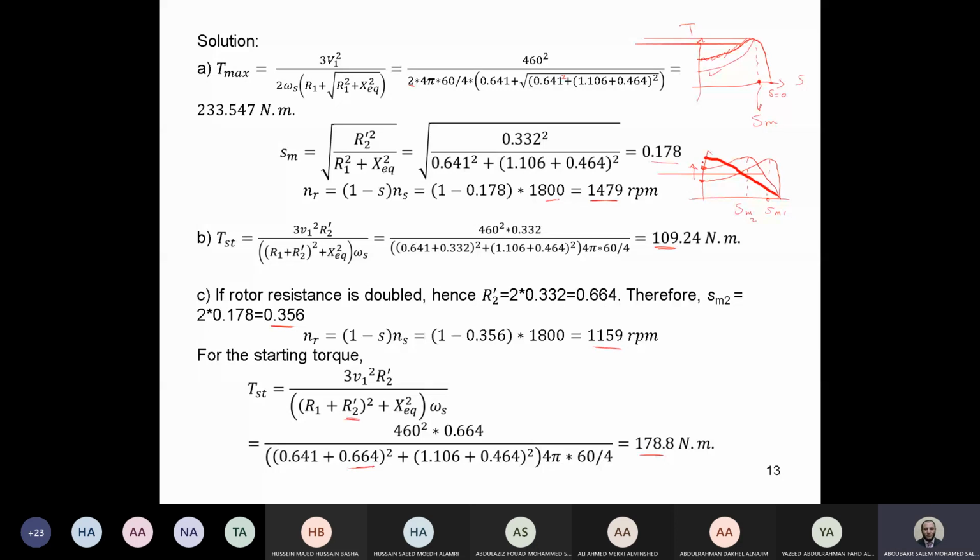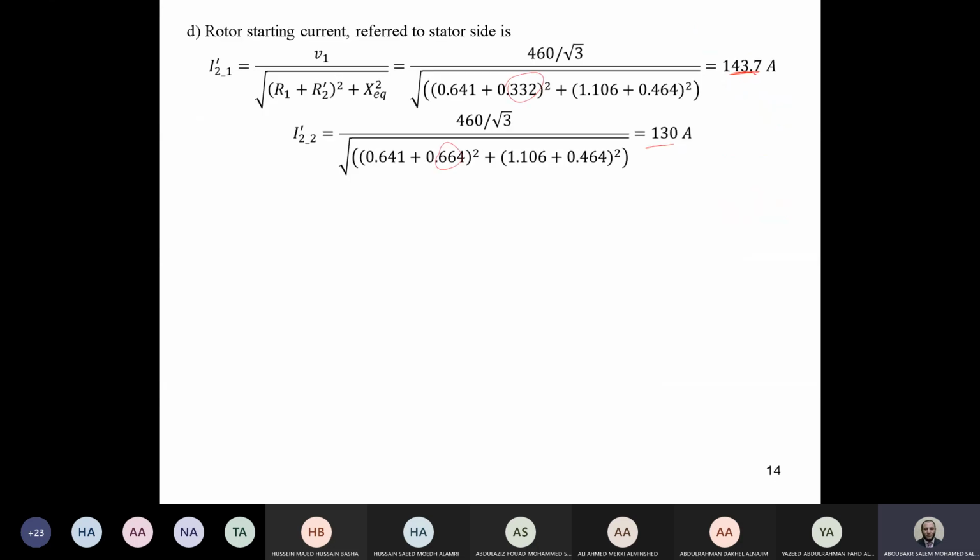Here, starting torque equals T maximum. What is the condition from here? What is the value of S maximum in this case now? Let's say S maximum 3. What is the value of S maximum here? 1, exactly. So S maximum here equals unity. This is the condition now to start the motor at maximum torque. So for number E, the condition is S maximum equals unity.